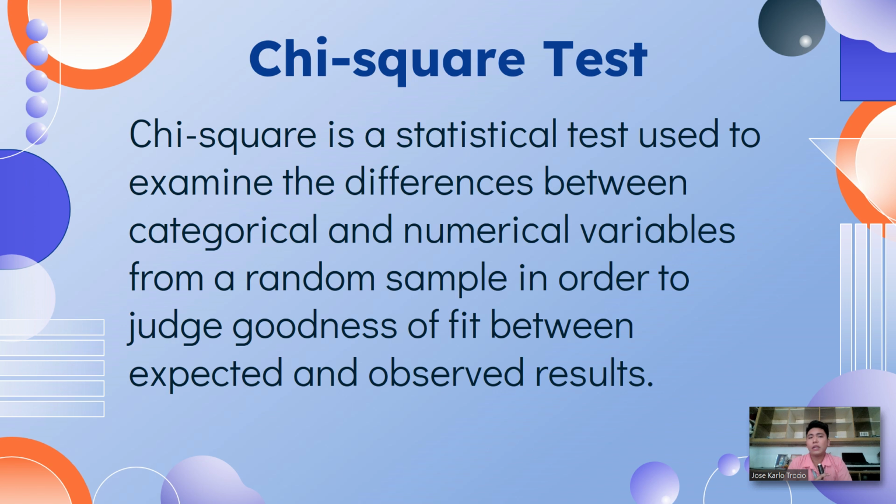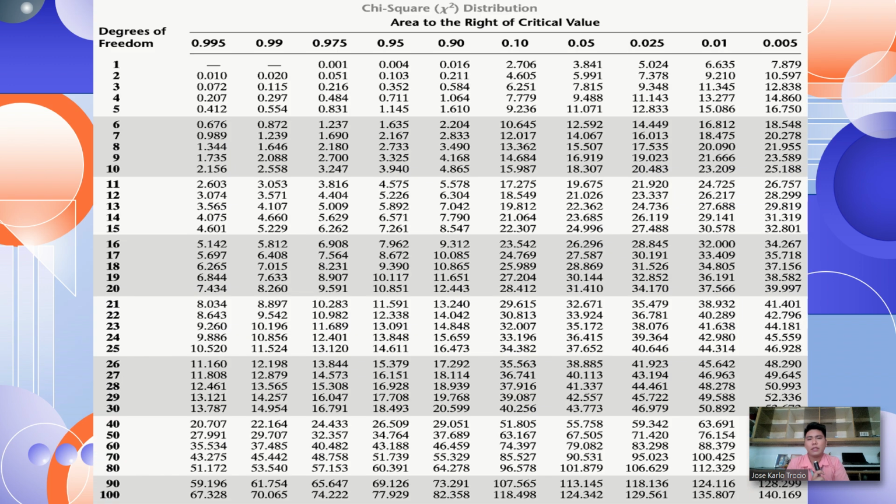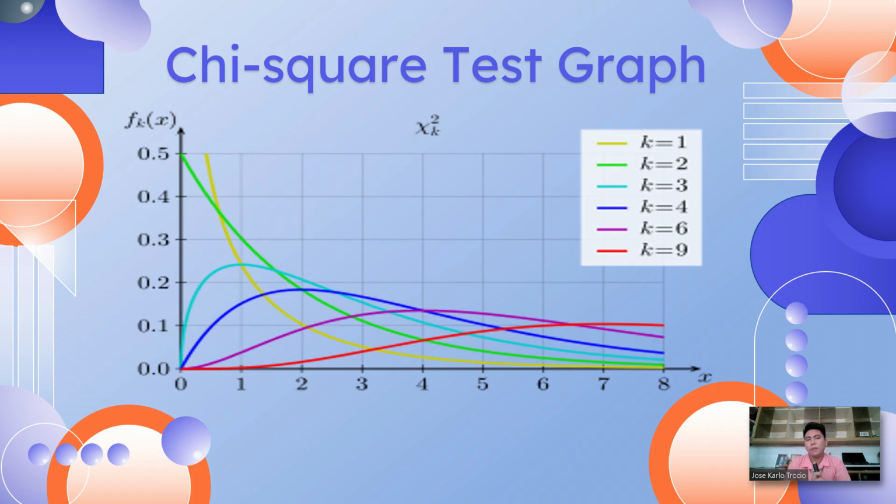This time we'll use the chi-square test in some research contexts. Take note of the formula, that is x squared or chi-square is equal to the sum of the squared difference of observed minus expected, all over or divided by expected, where O is the observed and E is the expected frequencies. We will also be using the chi-square table and the chi-square graph depending on their degrees of freedom. Let me shift to Microsoft Excel.